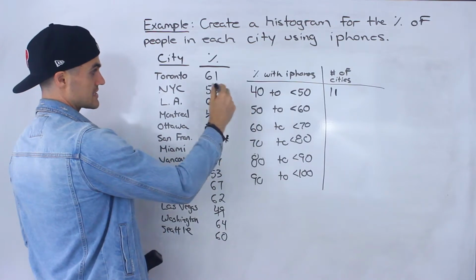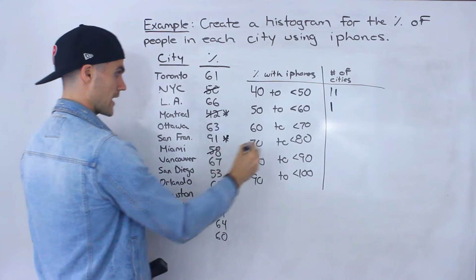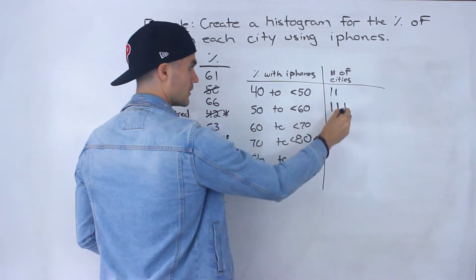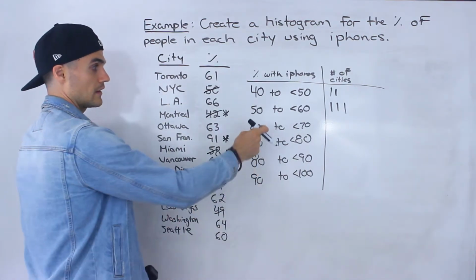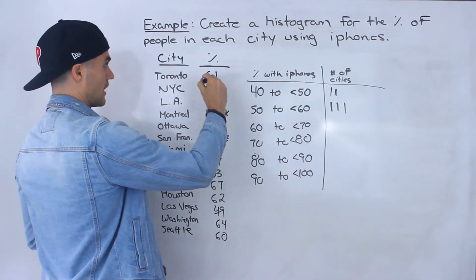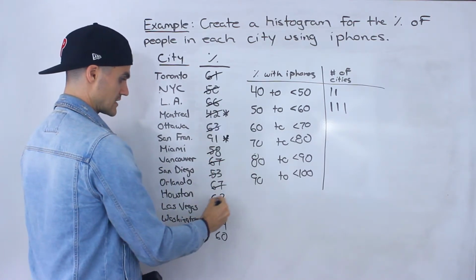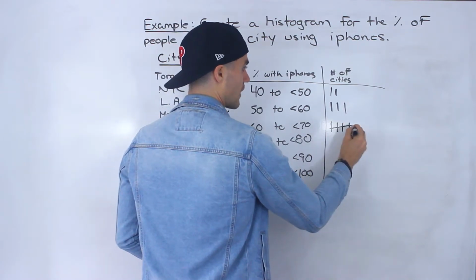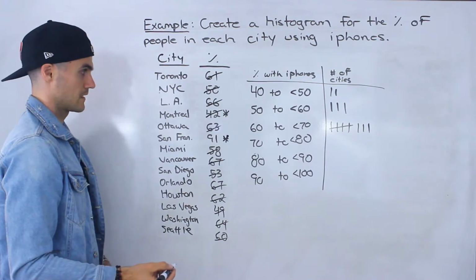Let's do 50 to less than 60. Notice that NYC would be there. Miami, 58 would be there. And then San Diego, 53 would be there. And then that's it for that interval. Then we'll do 60 to less than 70. So notice that we'll have 1, 2, 3, 4, 5, 6, 7, 8 in that interval right there.